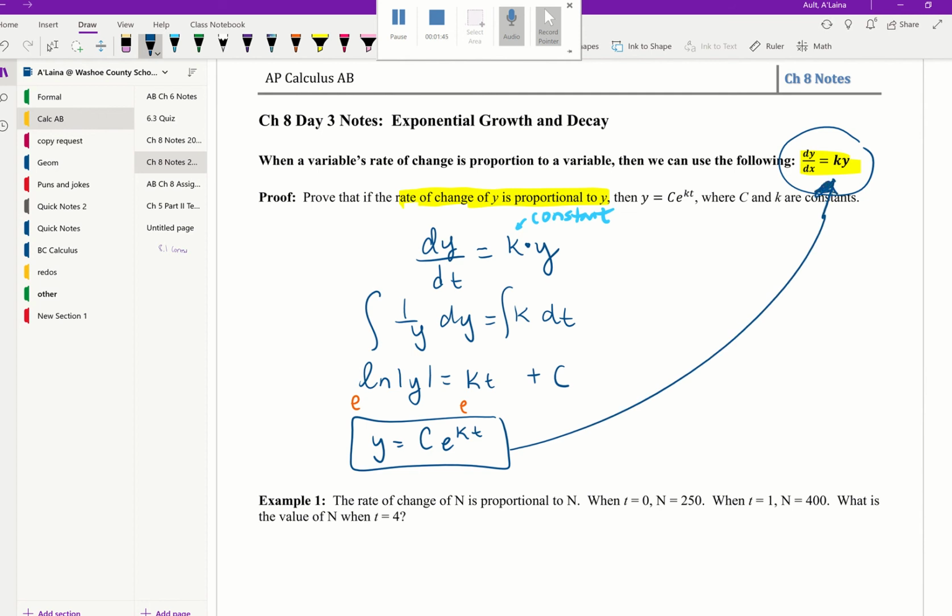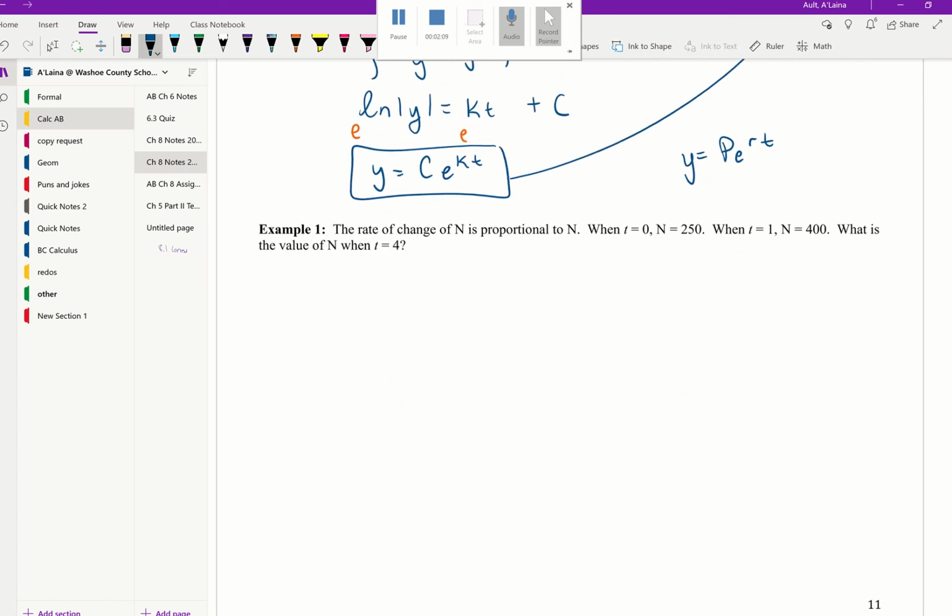If you know that the rate of change is proportional to y, then you'll get this formula, y equals c times e to the kt power, which, by the way, is the same as Pert, which you've used before in different math classes. So this is the same formula we used for interest that is compounded continuously, and you've seen that before. All right, here's some examples of how that might be used.